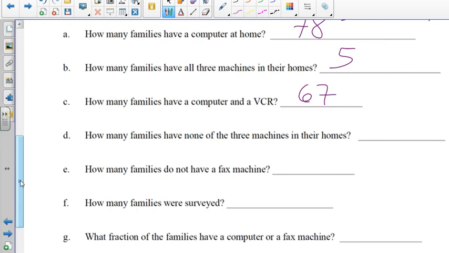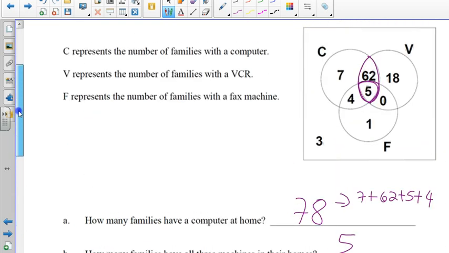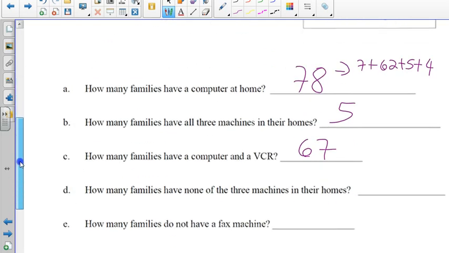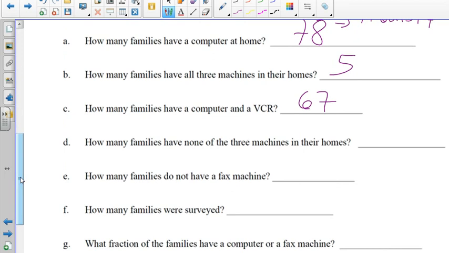How many families have none of the 3 machines in their homes? 3. How do we know? Because there's a 3 out here on the outside. So the survey is represented by the box. Everybody surveyed is represented in the box, and then there's 3 families that have none of them.